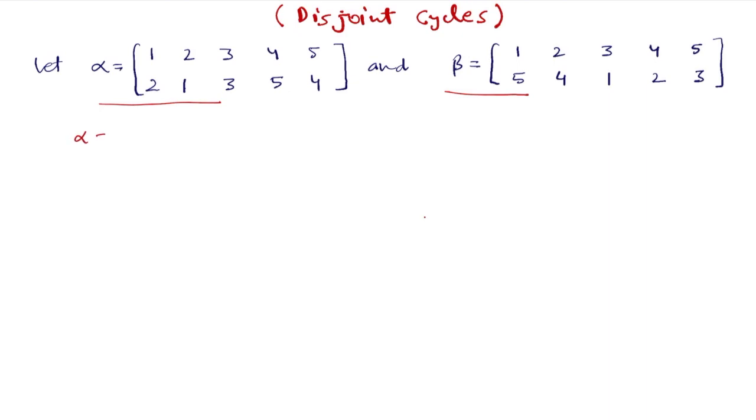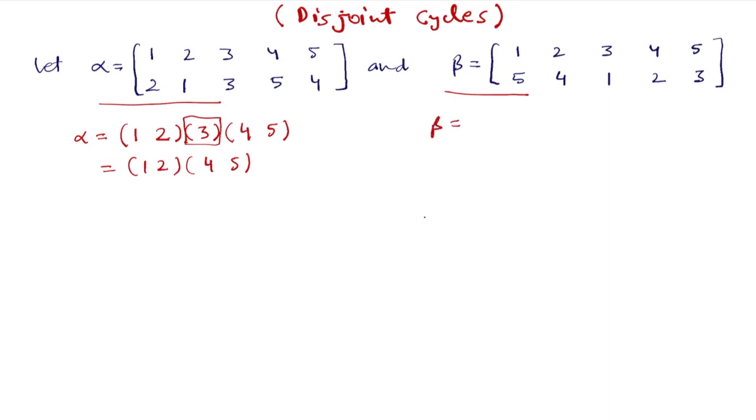So, alpha is equal to, we start with 1. Under alpha 1 goes to 2 and 2 goes to 1, 3 goes to 3, 4 goes to 5 and 5 goes to 4. If we ignore this symbol 3 where 3 goes to 3, so alpha becomes (1 2)(4 5) with the understanding that 3 goes to 3.